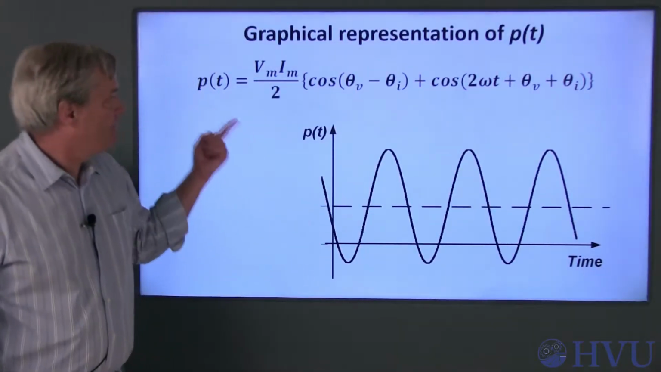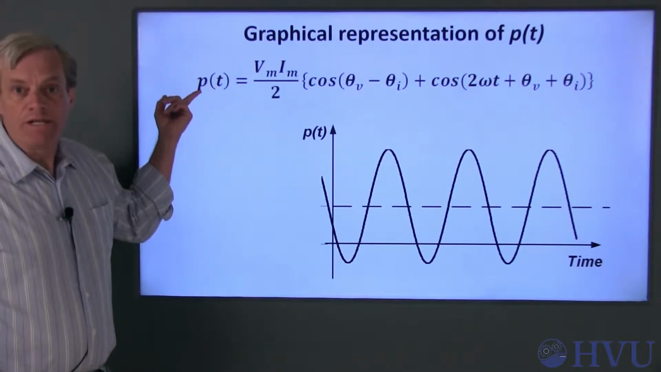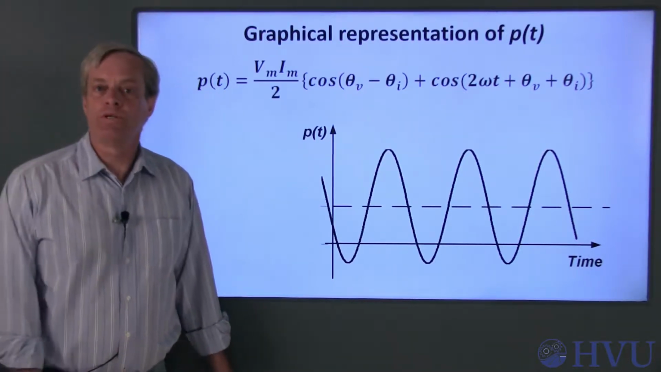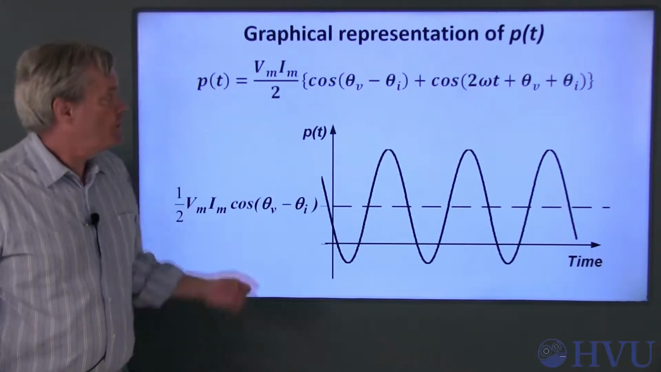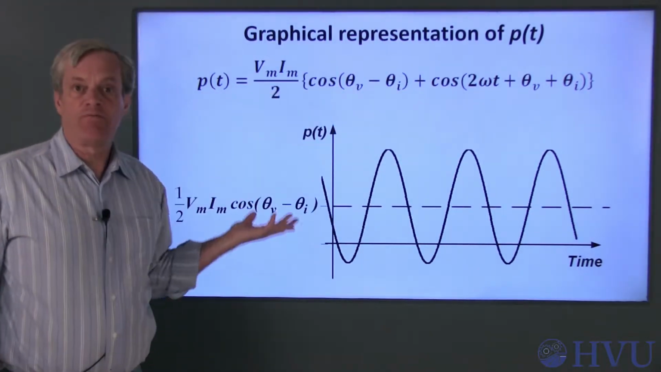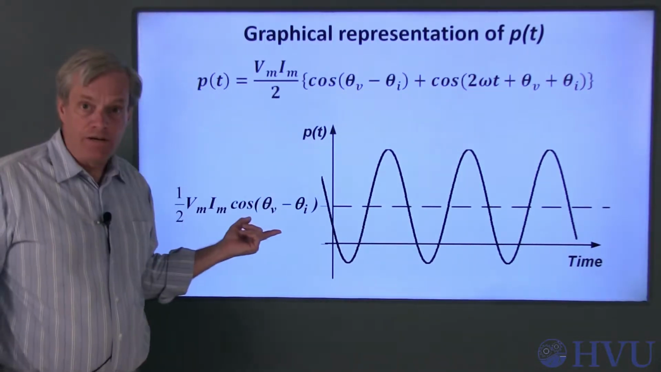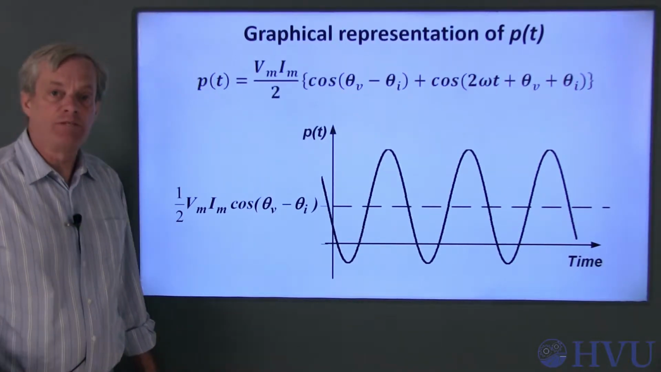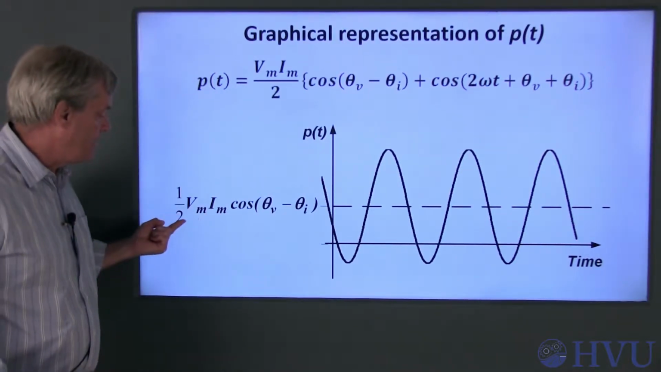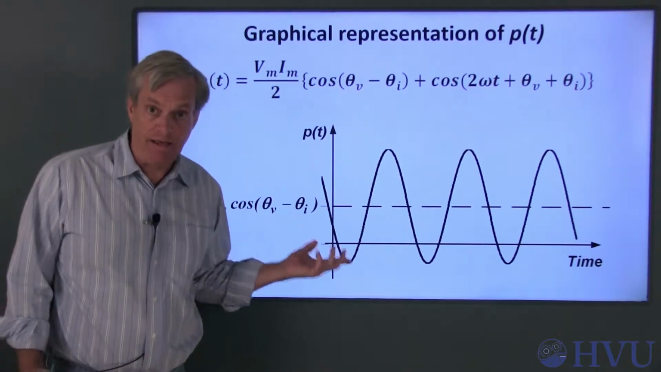This is a plot of this instantaneous power function. Some of the details about this equation itself won't be terribly important to us, but there are a few features we'll need to know about. First, the average value of this function is not 0. The constant coefficient here is the average value of the function. The sinusoid is offset from 0 by V sub m I sub m over 2 times the cosine of theta sub v minus theta sub I.